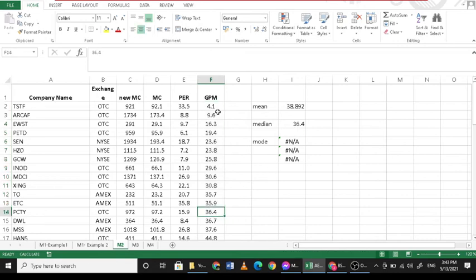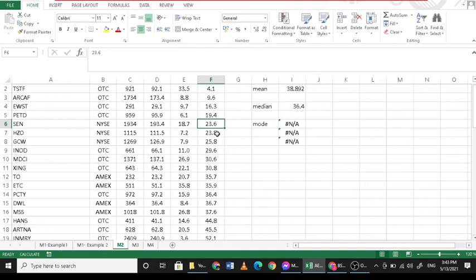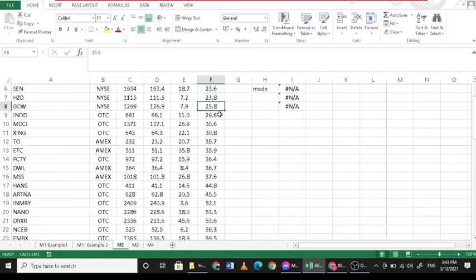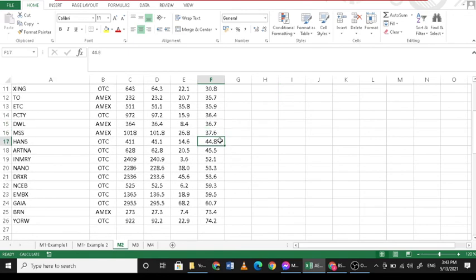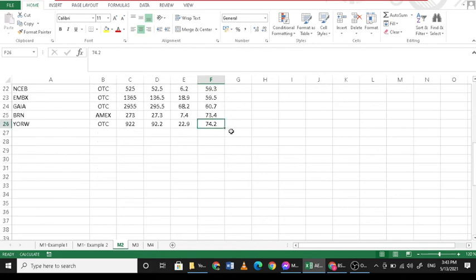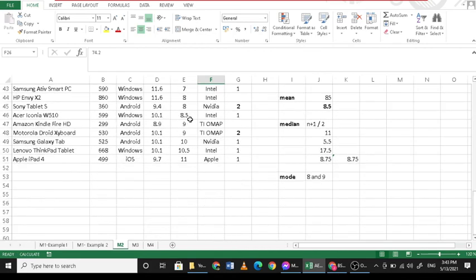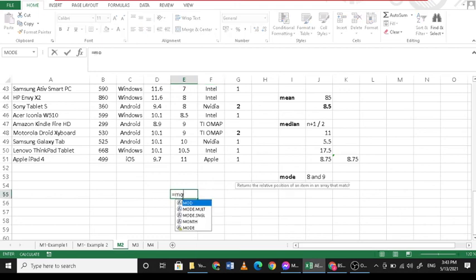That's your median. Okay, then let's check whether there is any repeated data. So that's the reason why it's not applicable, because apparently your data set has no mode. Okay? So let's check if this actually works.